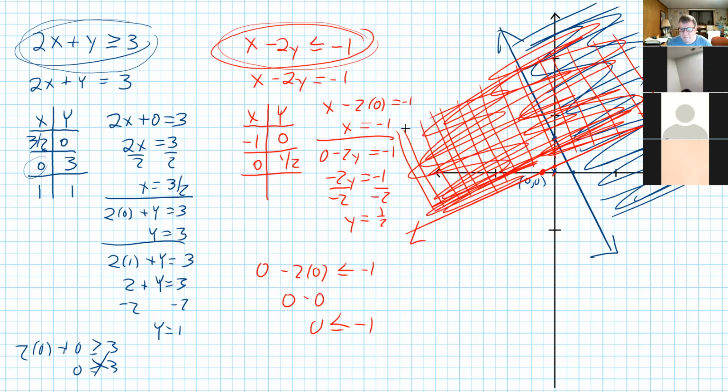All right. Any questions about the red inequality graph? Now, the solution to the system would be where the two graphs overlap.